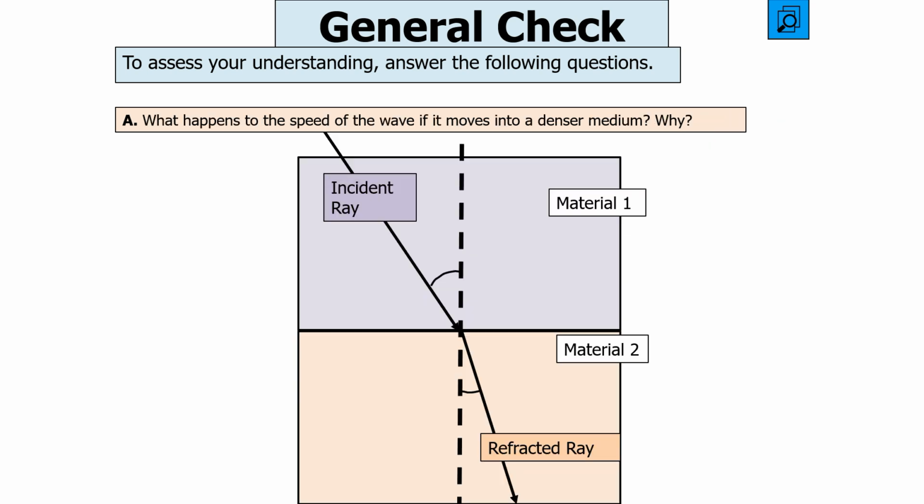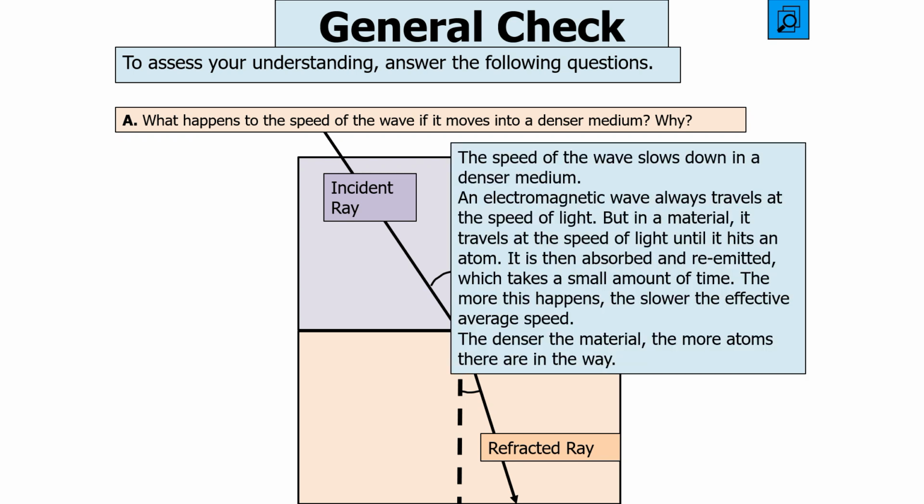What happens to the speed of the wave if it moves into a denser medium? Pause the video now, then unpause the video when you want to go through your answer. The speed of the wave slows down in a denser medium.